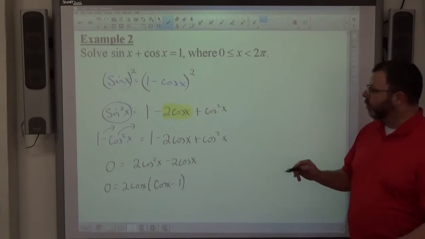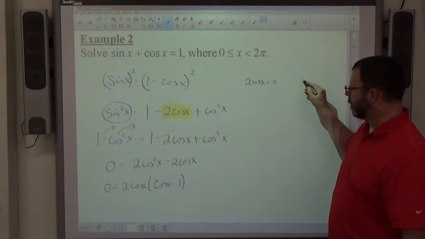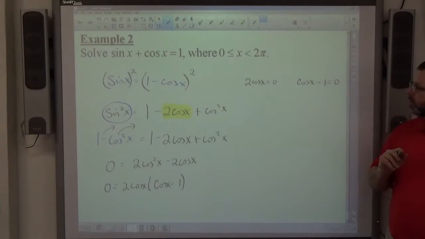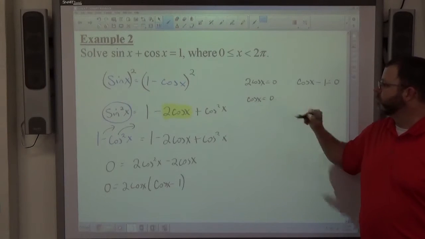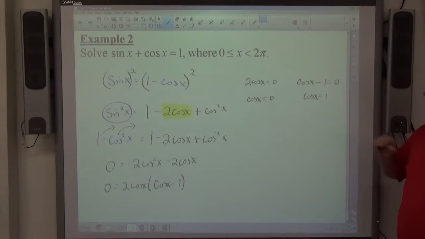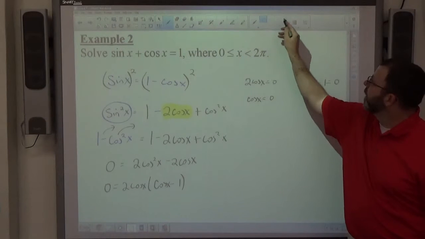And that factored form equals 0, which means either 2 cosine of x equals 0, or cosine of x minus 1 equals 0. 2 cosine x equals 0 means cosine of x must equal 0, divide both sides by 2. Move 1 over, we're going to get cosine of x equals 1. Again, we're looking for answers on the interval from 0 to 2 pi where both of these facts are true.